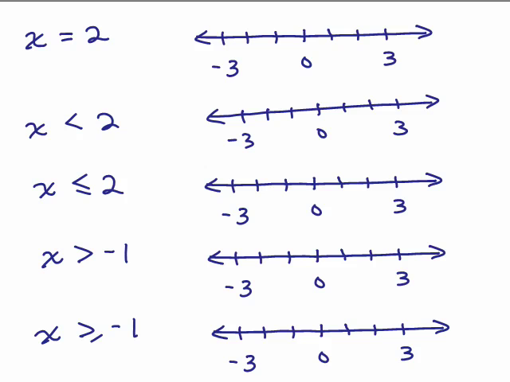All right, x equals 2. That means that the only number you could put on the graph for x is right at 2. So here would be a dot right on x equals 2.